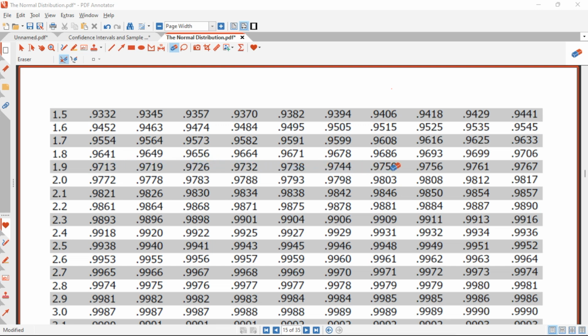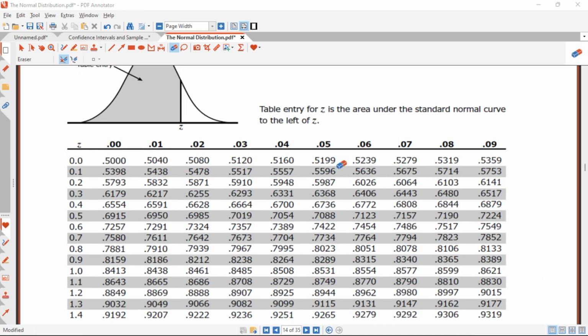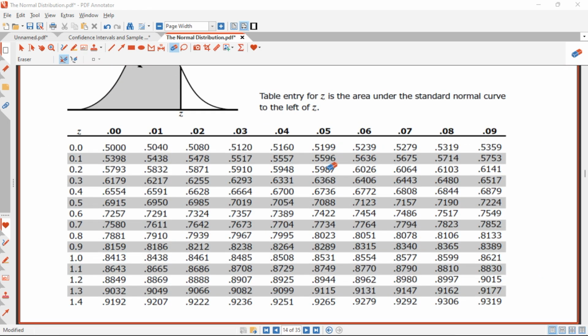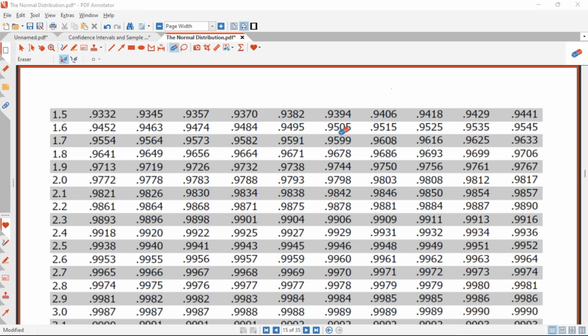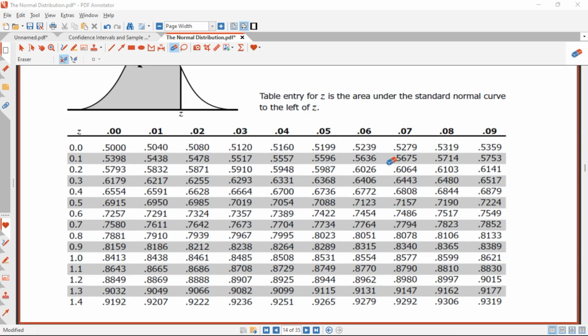So you could see clearly that we have the probability 0.9750, and it's lying on row 1.9, and then in the column section it's lying on 0.06, right? So it's lying on 1.9 in the row, and then in the column it will be lying on 0.06.